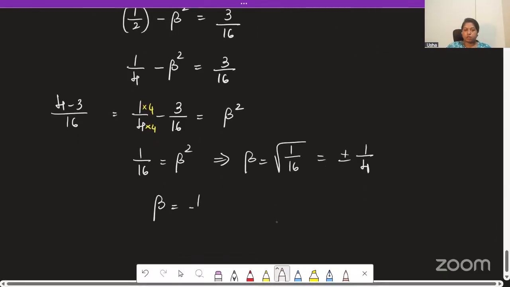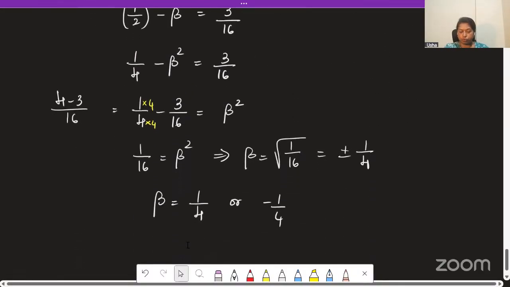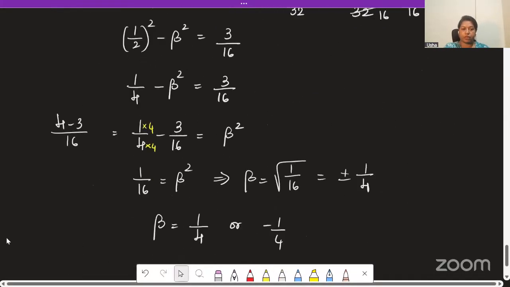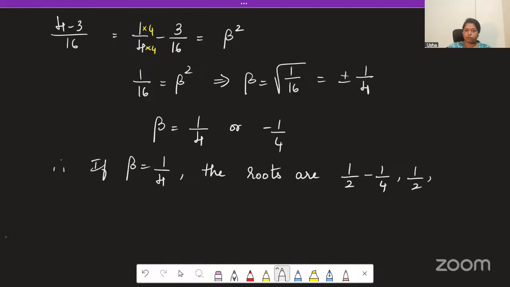Therefore, what is beta? 1 by 4 or minus 1 by 4. So we know alpha value, which is 1 by 2. Beta value is 1 by 4. Now, what are we supposed to find out? Roots, right? Therefore, if beta is equal to 1 by 4, the roots are alpha minus beta, alpha, alpha plus beta.